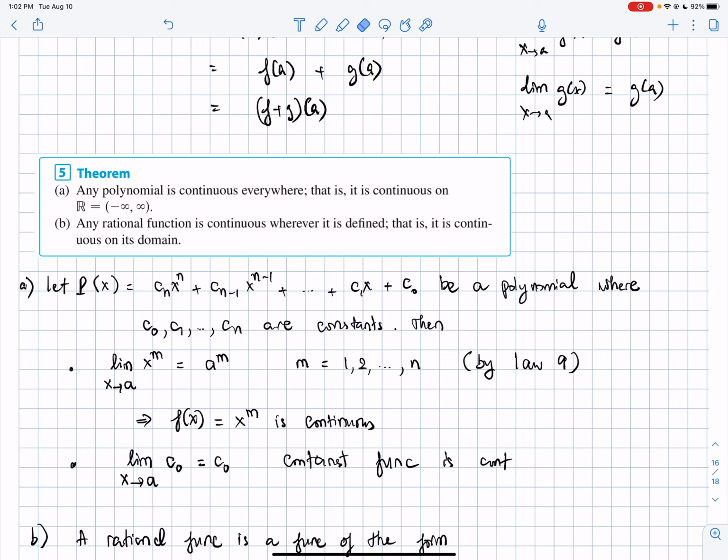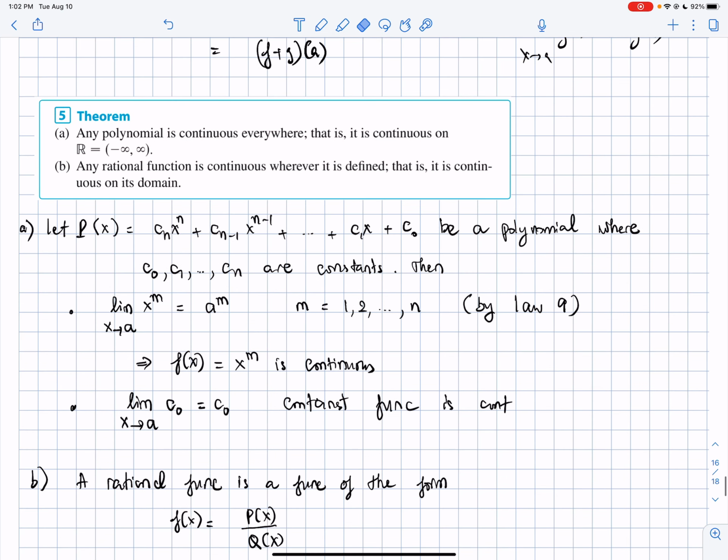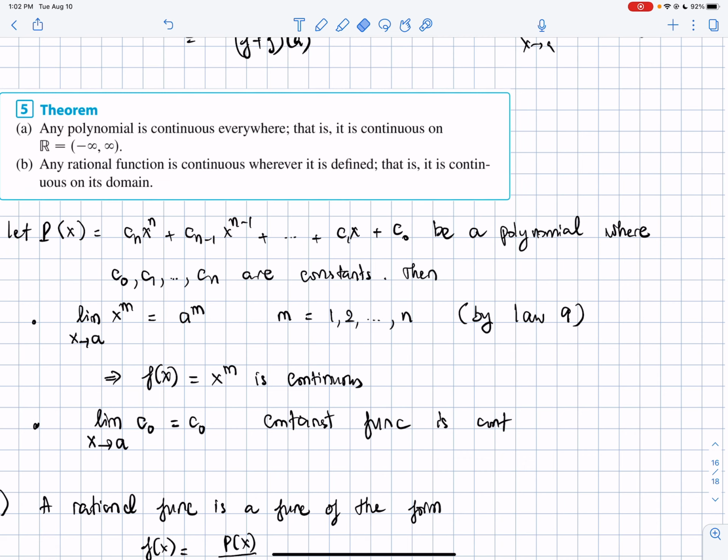Theorem 5, Part A. Any polynomial is continuous everywhere, that is, it is continuous on R, from negative infinity to positive infinity. Let's assume that we have a polynomial function c_n x to the n plus c_(n-1) x to the n minus 1 and so on, plus c_1 x plus c_0, where c_0, c_1, all the way to c_n, are constants. Then we take the limit of p of x.